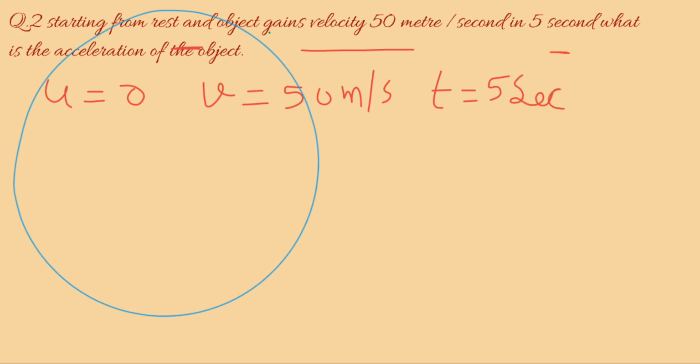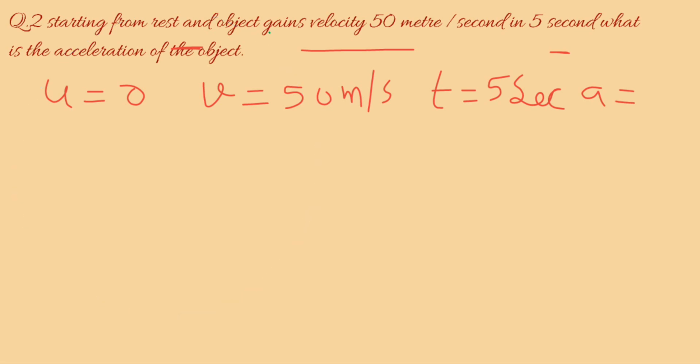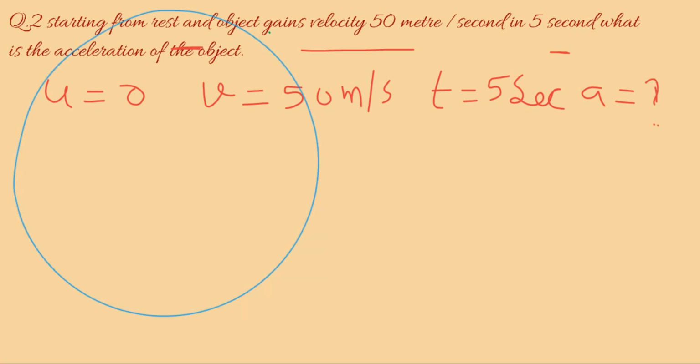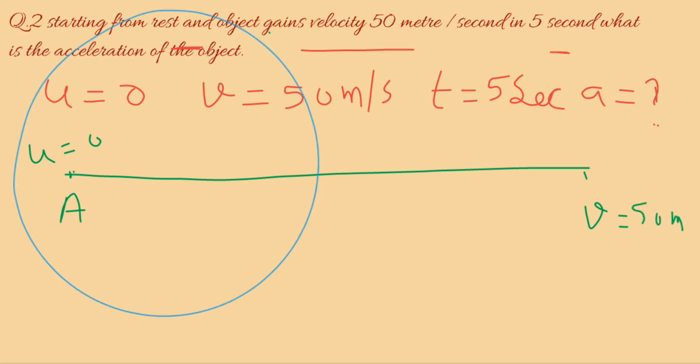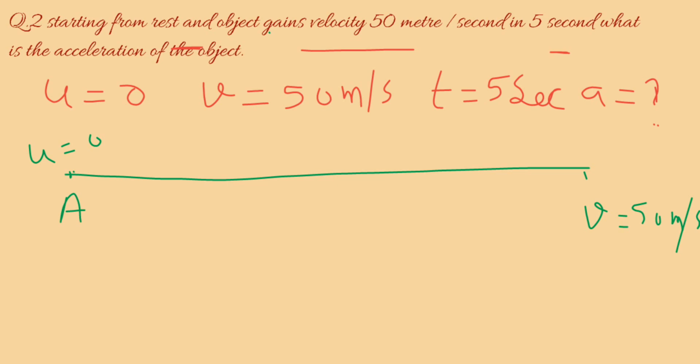Okay. What is the acceleration of the object this time? Acceleration is asked. Now see, U is given, V is given, time is given. We can directly apply the formula. Okay. Now we will do it by concept first. This is a line along which the object is moving. Initial velocity U is equal to 0 and the final velocity V is equal to 50 meter per second.